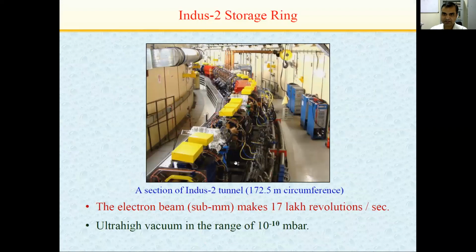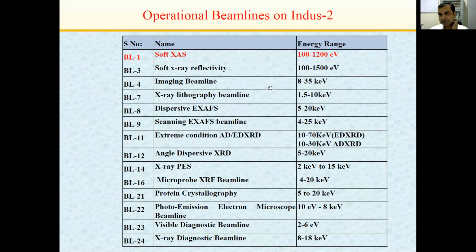This is the tunnel junction of Indus 2, and since its circumference is higher, it allows us to tune a higher energy range. And these are the experimental stations and the available energy tools for this particular set of experiments. And you can see here that one can do the soft X-ray absorption spectroscopy, soft X-ray reflectivity, imaging beam line, and in this imaging beam line, using the different density contrast of different materials, one can capture its image and can probe various properties.